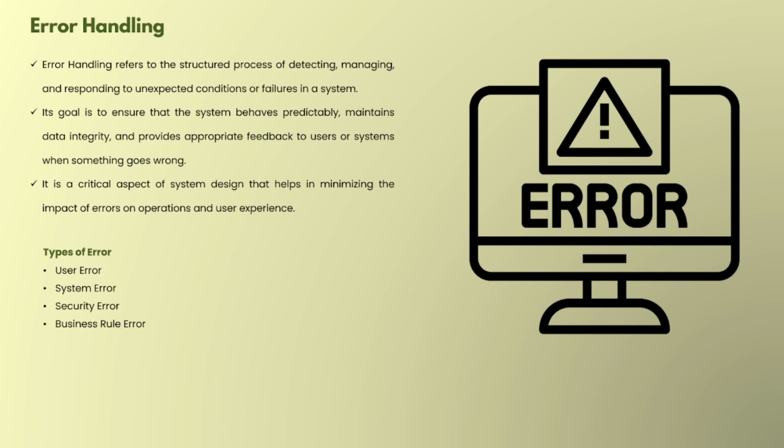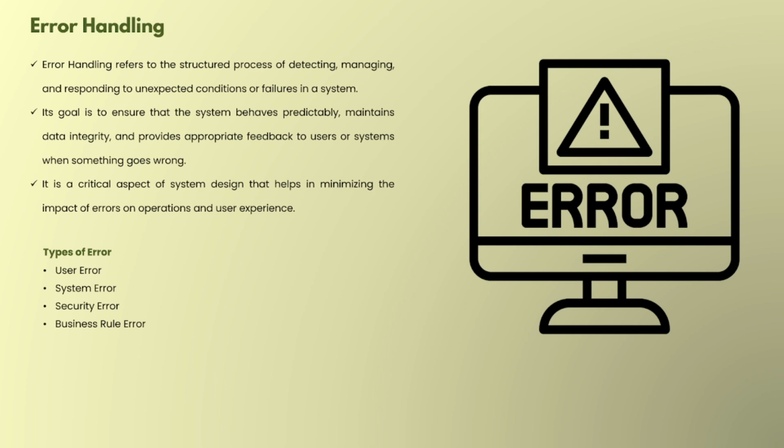Error handling refers to the structured process of detecting, managing, and responding to unexpected conditions or failures in a system. In simple terms, it's how the system handles things when something doesn't go as planned. Like if there is a wrong input or a system glitch, the system knows how to catch it and respond to it. Next is its goal: to ensure that the system behaves predictably, maintains data integrity, and provides appropriate feedback to the users or a system when something goes wrong.